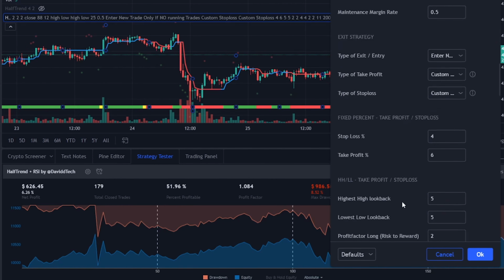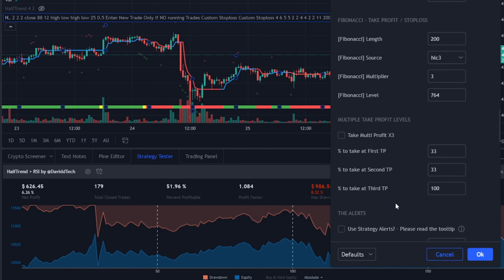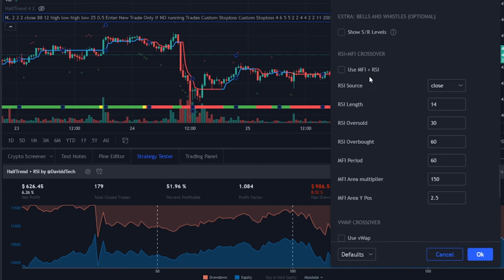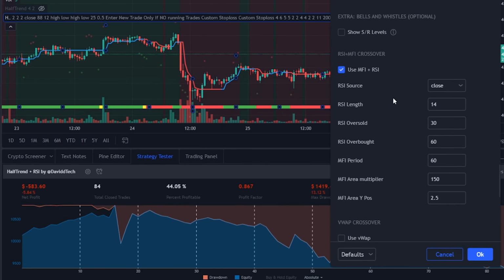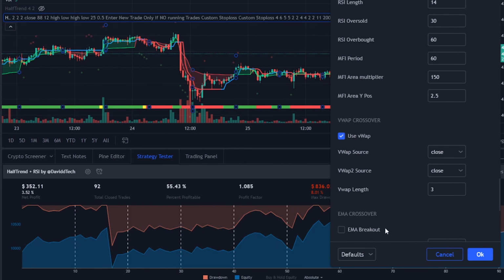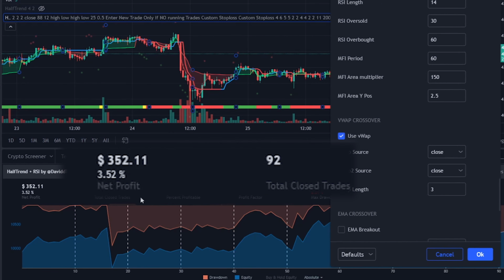Maybe if we added something like the VWAP or another indicator for more confluence, it would give us a better entry. Let's try the MFI. Okay, that's made it worse. And the VWAP. Okay, just by adding that, it has taken out a couple of the bad entries and given us $352 profit on 92 trades.